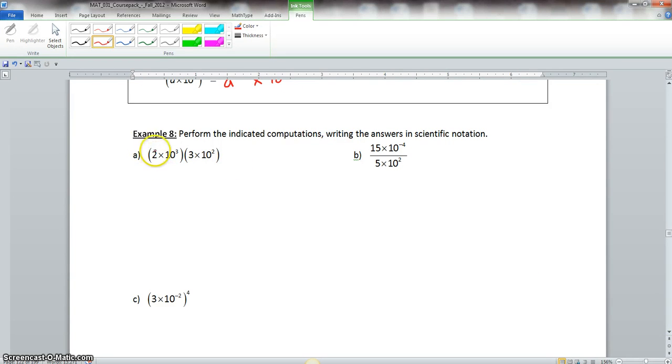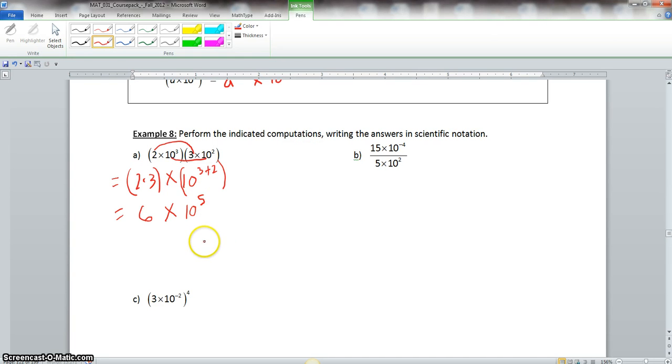We will have, this is our A and B. 2 times 3, I'll put that in parentheses, times, this would end up being our basis here. We will have 10 to the 3 plus 2. And I'll just put that in a parenthesis as well. So 2 times 3 is 6, times 10 to the 5th power.